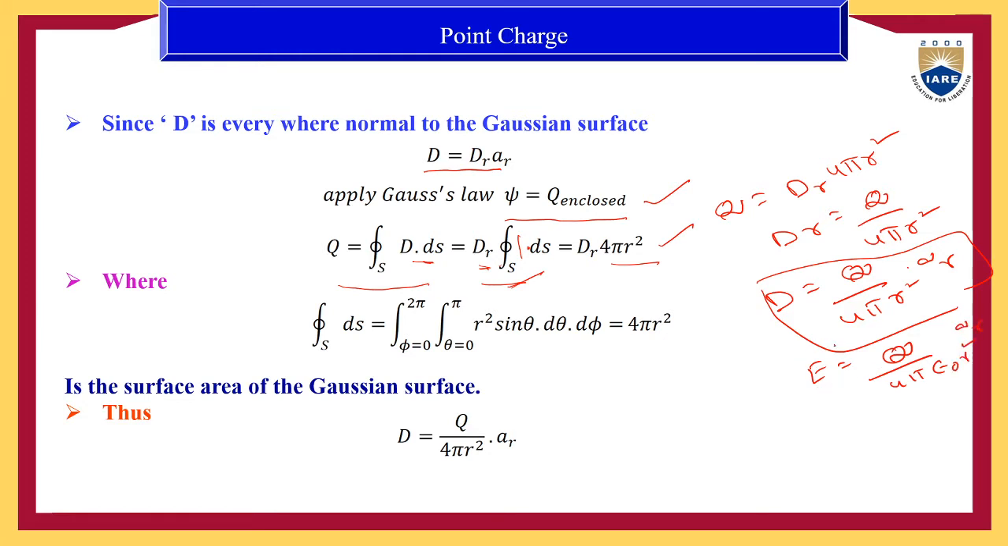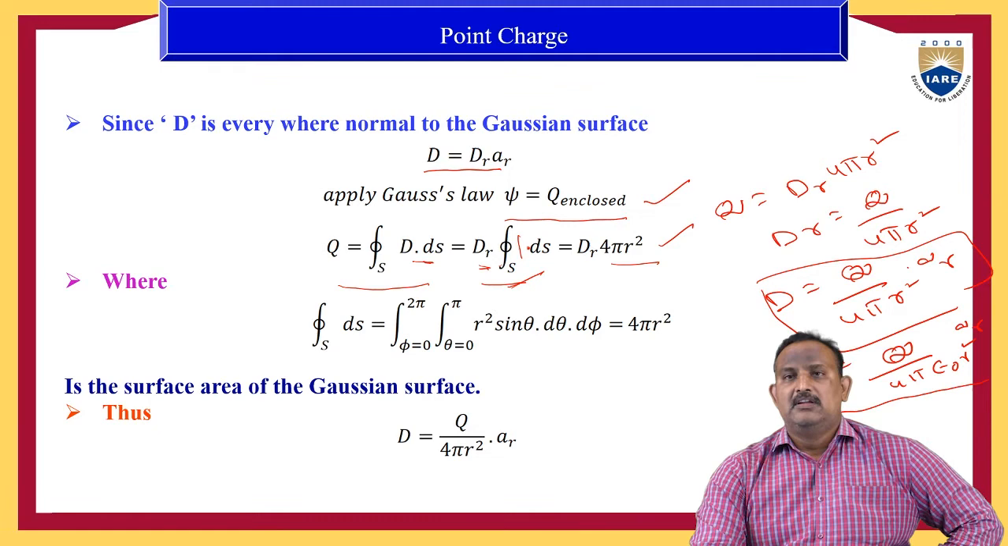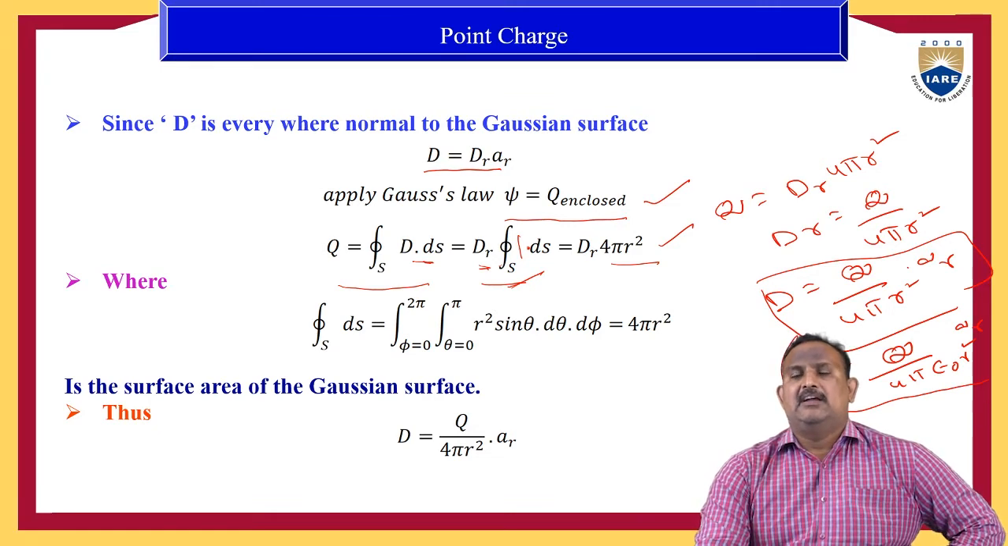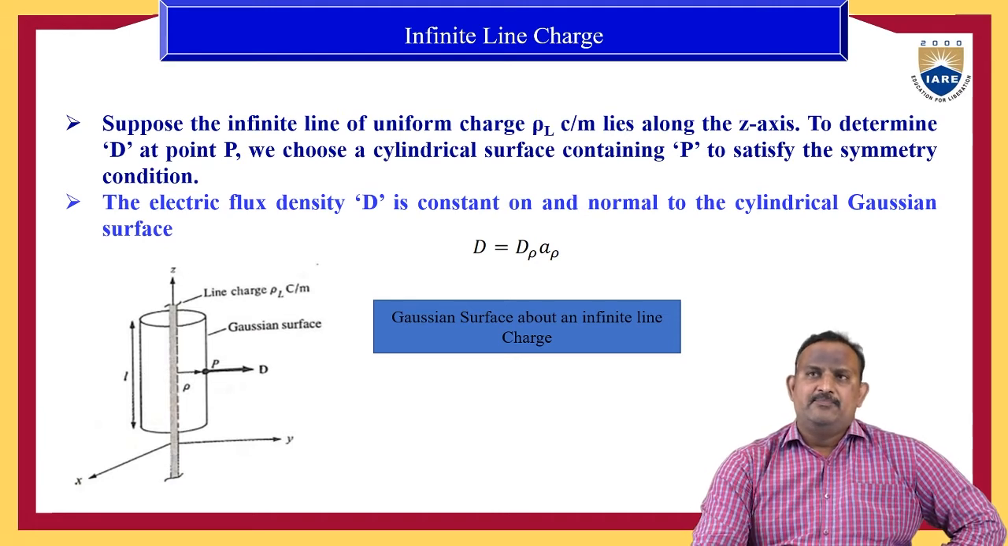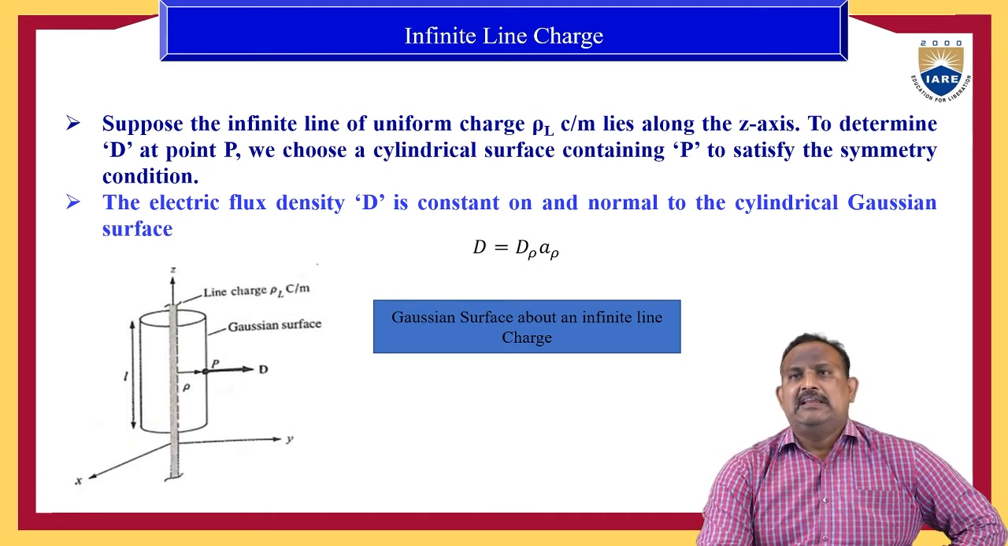So we can find out, by using the derivation or simply by applying Gauss law, the electric field density and electric flux density for a Gaussian surface or for a point charge. So this is about the application of Gauss law to the point charge. Next, we'll apply the Gauss law to an infinite line charge.